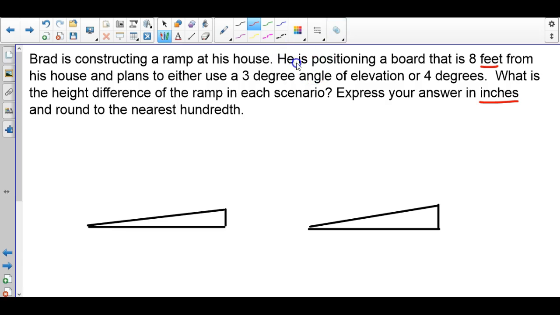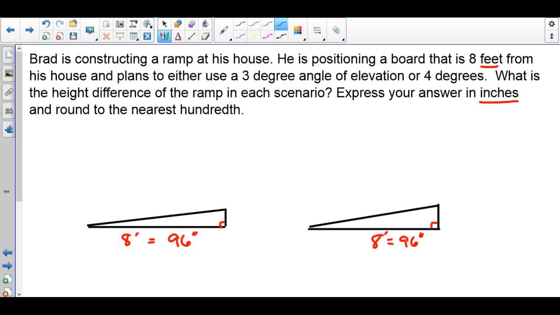So he is positioning the board first of all so that it's 8 feet from the house. We're not saying that the board is 8 feet long, we're saying that it's positioned, so this value across the bottom here is 8 feet, which, if I multiply that by 12 to convert it to inches, would be 96 inches. And that same thing would go over here, 8 feet is 96 inches, and again it's leaning up against his house.